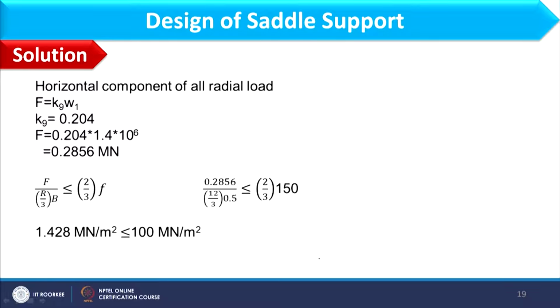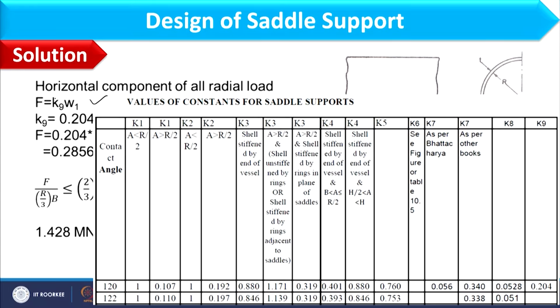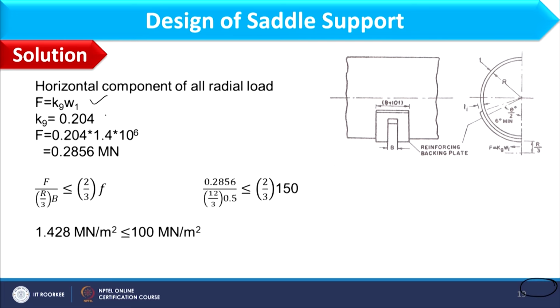Now we need to check for saddle strength, and for this we need K9, and K9 is given as 0.204 in this table. Considering that value, we can find F as 0.2856, and then this condition we need to satisfy, which is this expression comes as 1.428 and this expression comes as 100 mega Newton per meter square. So it is well below the permissible limit.